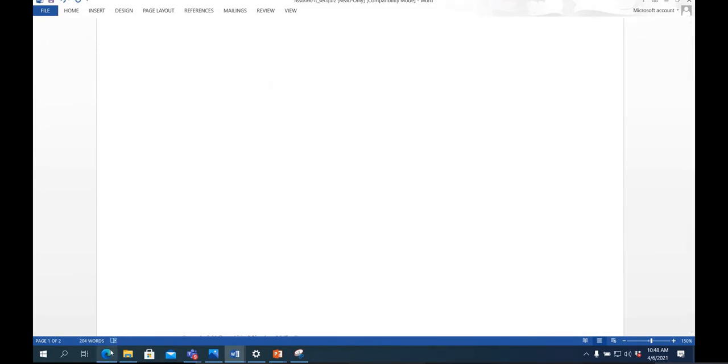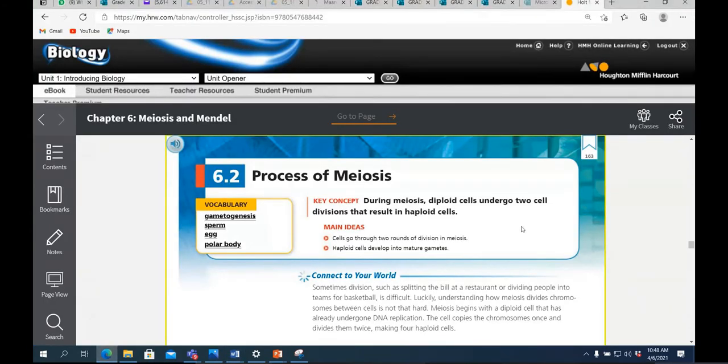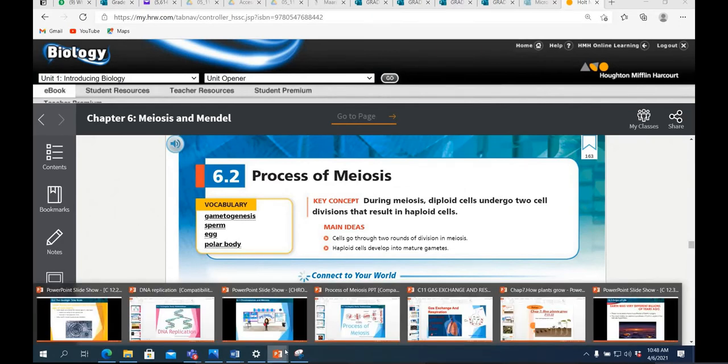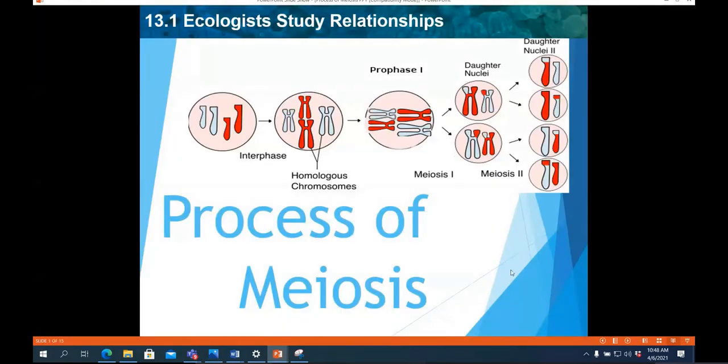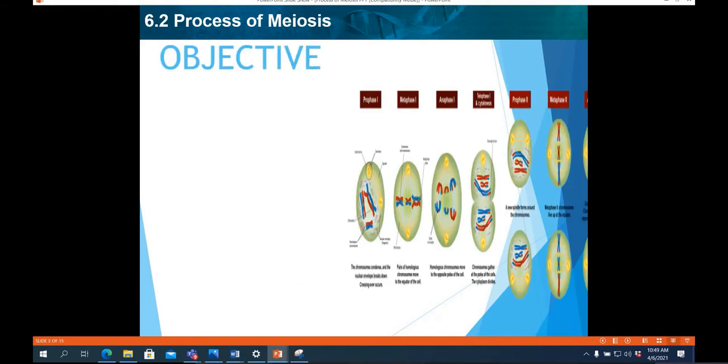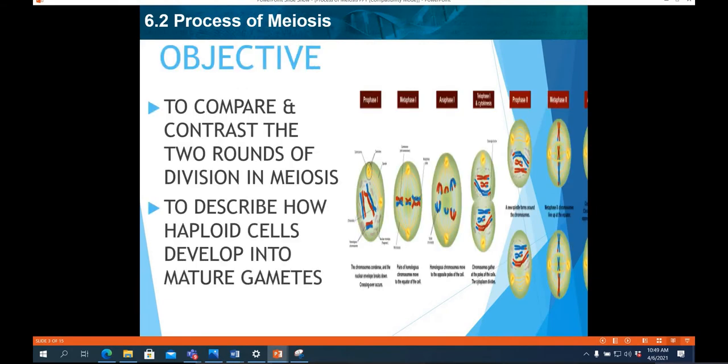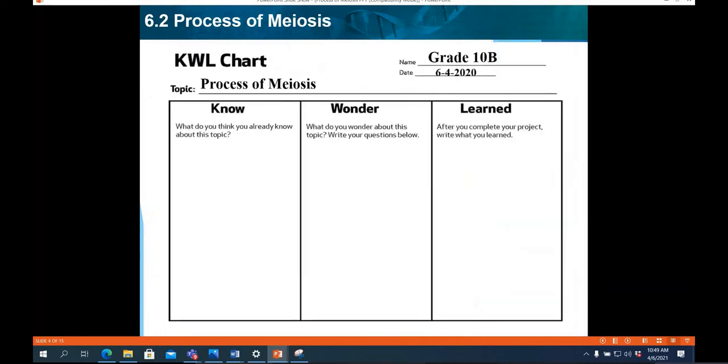So let's start the next topic, which is the process of meiosis. So please open page number 163 from your textbooks. Yes, so this is a PPT which I've uploaded on your online resources folder. So let's get started. The process of meiosis, which is chapter 6.2, the next topic in this chapter. The objectives for this topic are to compare and contrast the 2 rounds of divisions in meiosis and to describe how haploid cells develop into mature gametes.